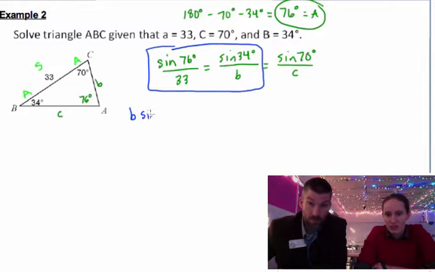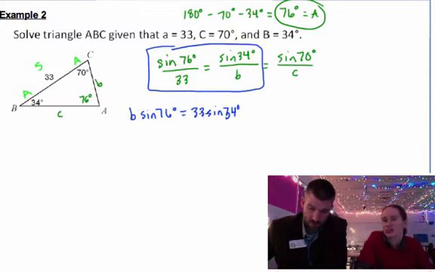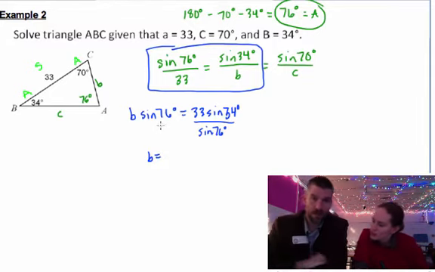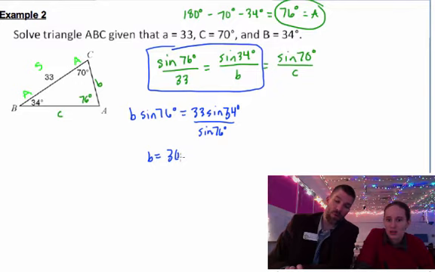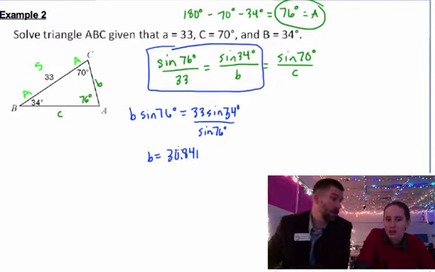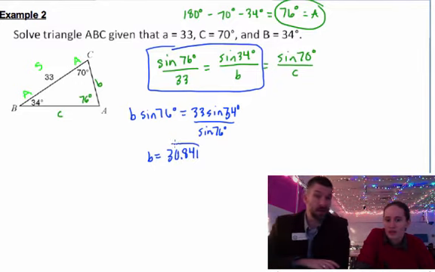B times sine 76 degrees equals 33 sine 34 degrees. So we're doing 33 sine 34 divided by sine of 76. I got 30.841 or 842, depending on your AP rounding, truncating or rounding at the third decimal place.